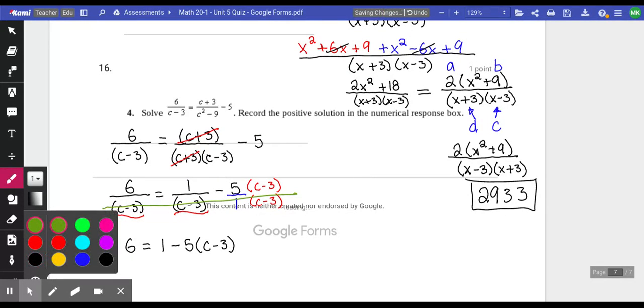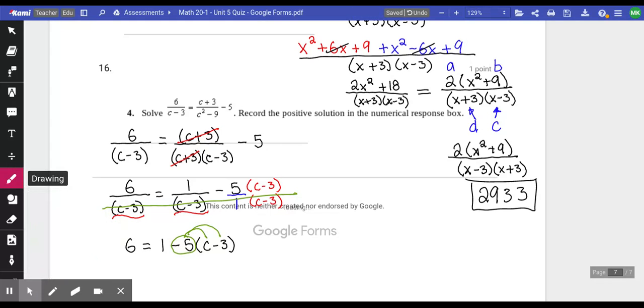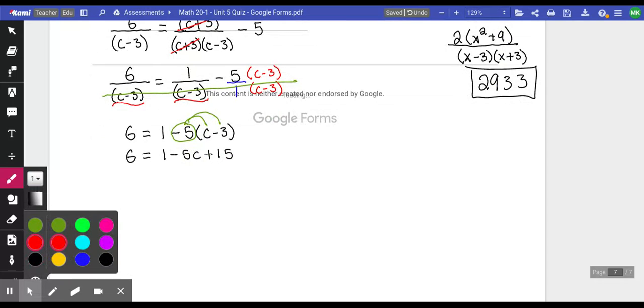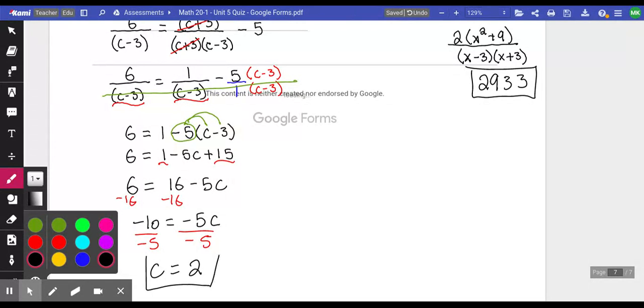That negative 5 needs to come into the brackets. So I now have 6 equals 1 minus 5c plus 15. If I collect my like terms, the 1 and the 15 can go together. 6 equals 16 minus 5c. I'm going to subtract my 16 to the other side. Negative 10 equals negative 5c. Divide by negative 5. C equals 2. And that was your answer.